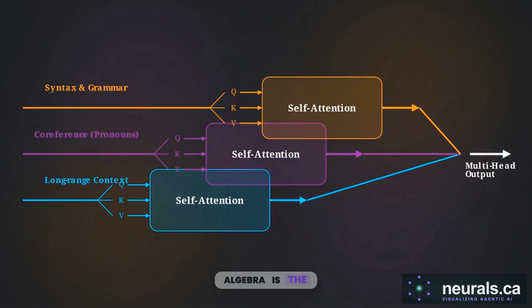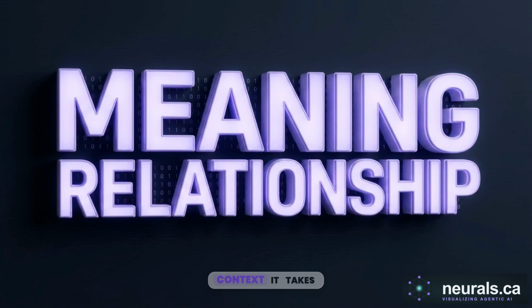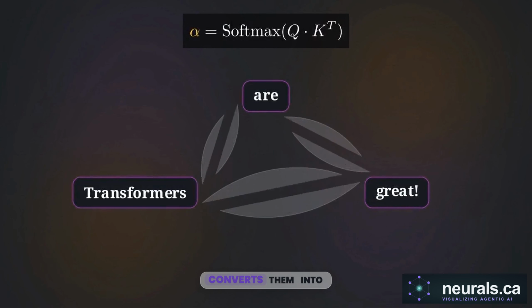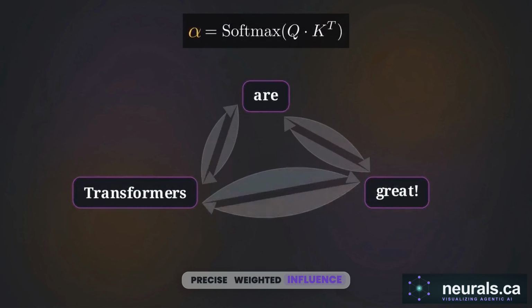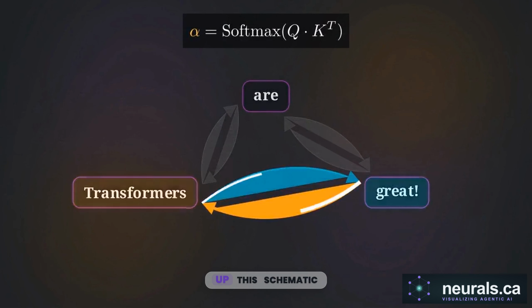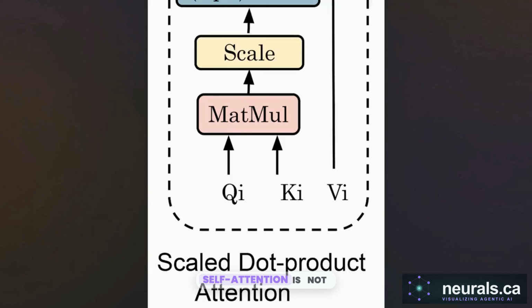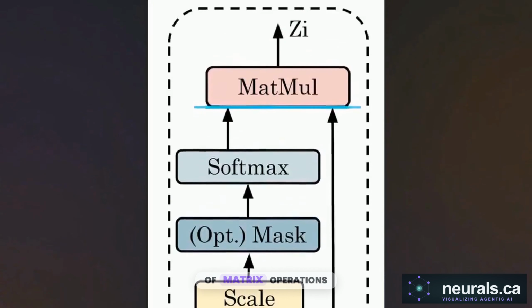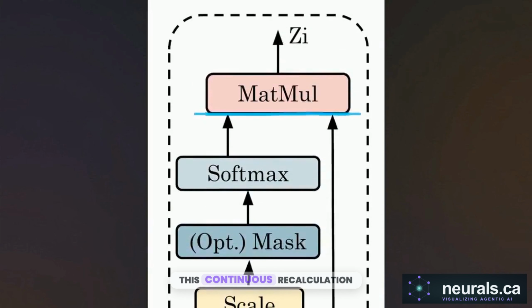This sequence of linear algebra is the mathematical equivalent of context. It takes the abstract relationships between words and converts them into precise, weighted influence. Tracing the path up this schematic shows us that self-attention is not a black box. It is a highly optimized stack of matrix operations.